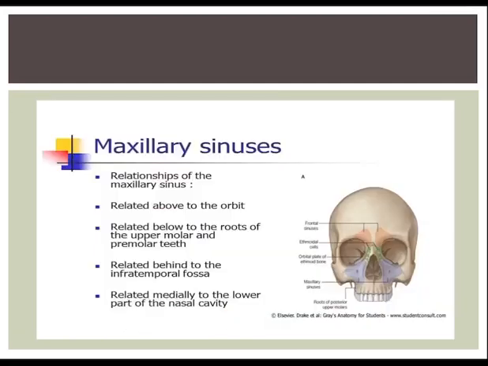The maxillary sinus is related above to the orbit, related below to the roots of the upper molar and premolar teeth, related behind to the infratemporal fossa, and related medially to the lower part of the nasal cavity, as we can see in the picture.